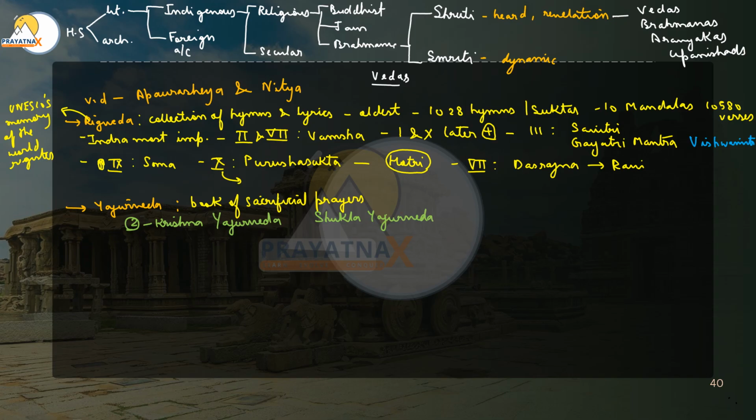Now, this was called black and this was called white. This contained prose explanation in a very clear and arranged way. This contained mantras, prayers, and sacrificial formulas. Now, out of this, the Krishna Yajurveda contained Kathaka, Kapishthala, Maitrayani, and Taittiriya, whereas Shukla Yajurveda contained Vajasaneyi.